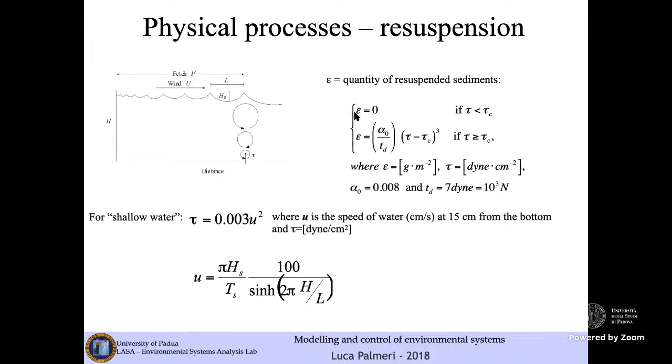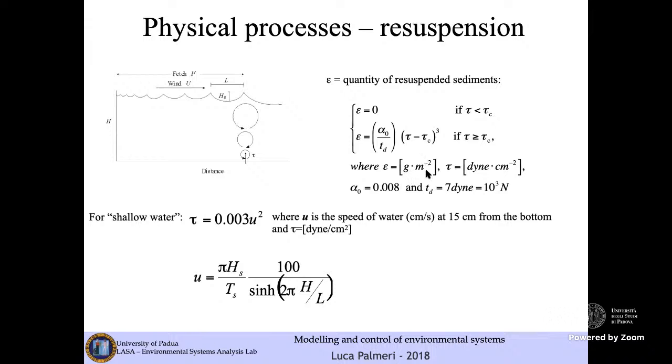the quantity of resuspended sediment is equal to 0 if tau, the shear stress, is smaller than the critical shear stress, and when the shear stress becomes larger than the critical shear stress, then we have this expression describing the quantity of material resuspended. So the quantity of resuspended material from sediment is equal to these constants, alpha 0 and tau D, times the difference between the shear stress and the critical shear stress, elevated to a power of 3, the cube of this difference.